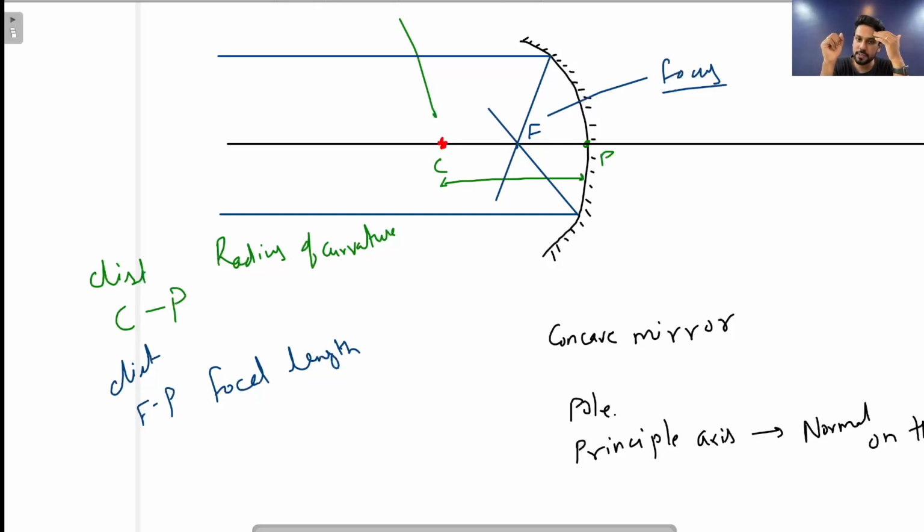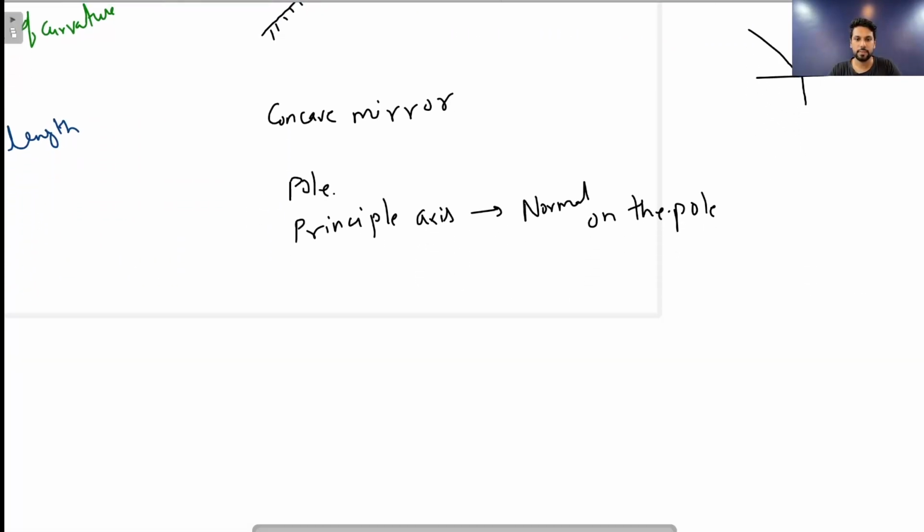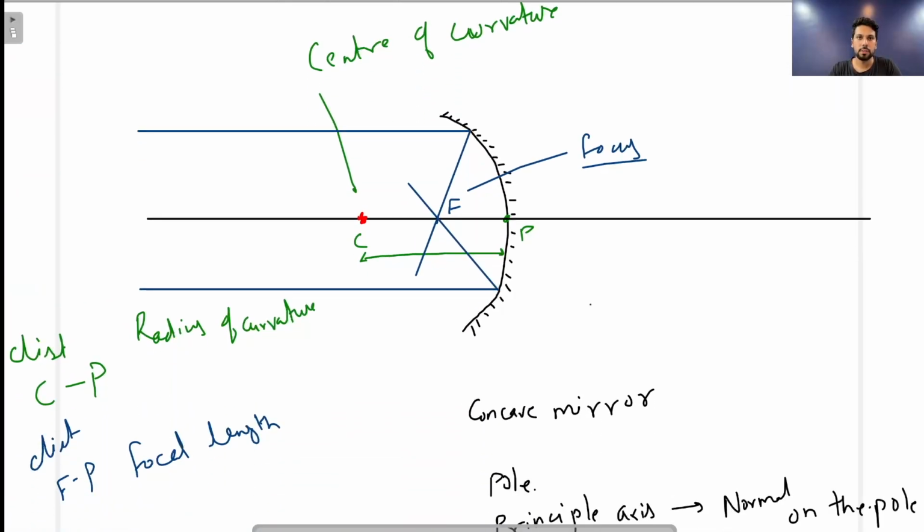Now you might ask me, don't we have this for a convex mirror? Yes, we have this for a convex mirror also, and there is a small difference that I'm going to make. For a convex mirror, it's like this. I have a convex mirror which is facing outside. The reflecting part is outside, and this is the non-reflecting part.